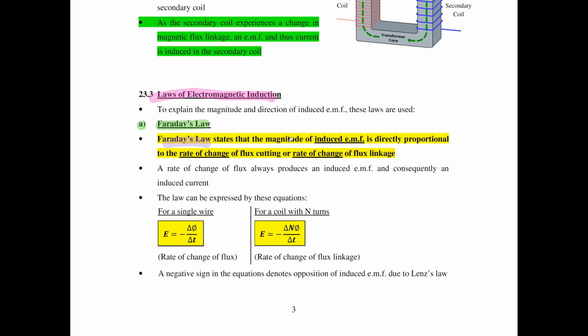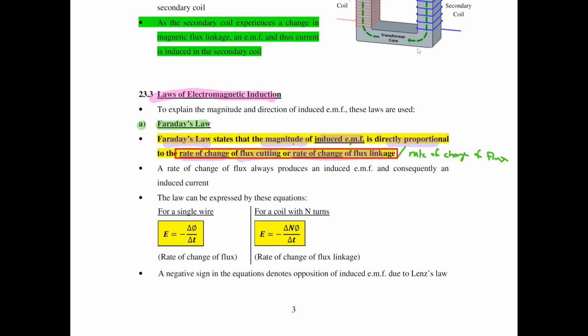Faraday's law states that the magnitude of the induced EMF is directly proportional to the rate of change of flux cutting or rate of change of flux linkage. Later on, when you do your partial questions, you will notice that Faraday's law can also be shortened to just: magnitude of induced EMF is directly proportional to rate of change of flux. In the older marking schemes, they would have said it as directly proportional to rate of change of flux cutting or rate of change of flux linkage.